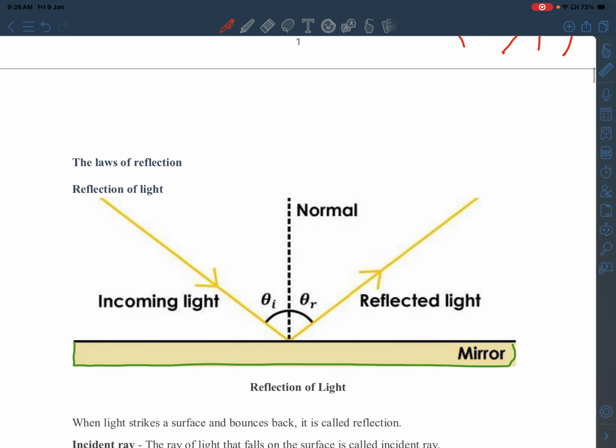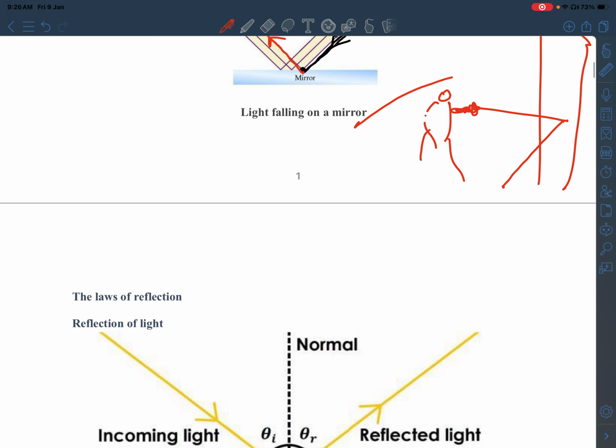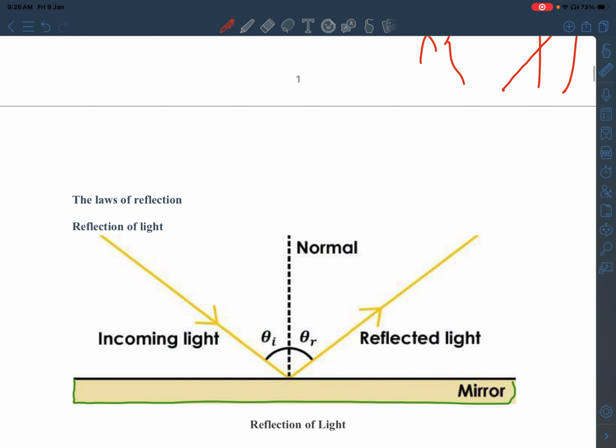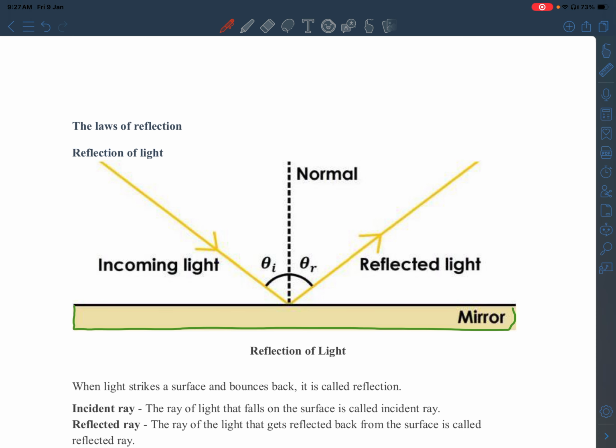Now after that, we are going to understand reflection. It means when the light strikes the mirror, it bounces back. We need to understand what kind of phenomenon this is: this is the reflection of light. This is a natural phenomenon. Reflection of light means when the light is coming from the source, this is called the incident ray or incident light.